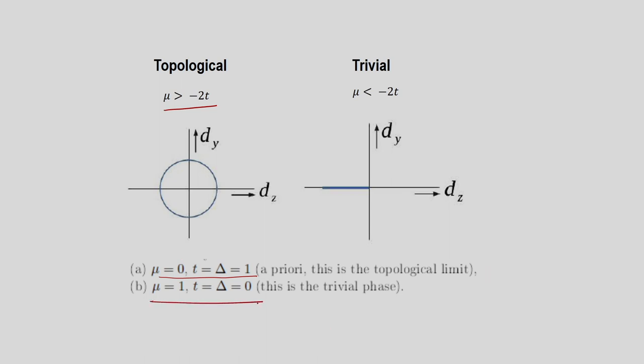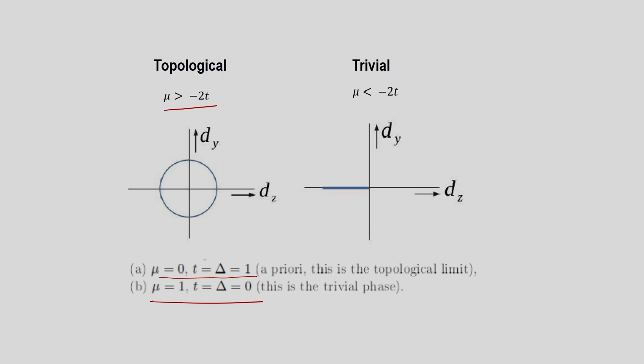And the trivial phase, which you see on the right, is mu equal to 1, and we have put t equal to delta equal to 0. Of course, any other values for these parameters are fine. We do not have to stick to these values, but these values are such that they correspond to the topological phase where mu is greater than minus 2t, and for the other case mu is less than minus 2t. Okay, so these are the topological and the trivial phases of the problem.